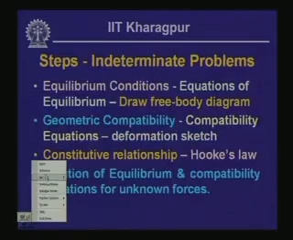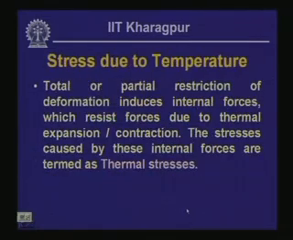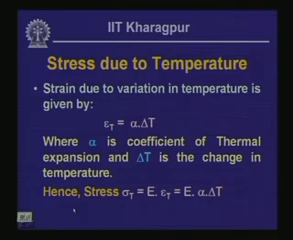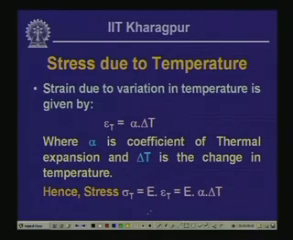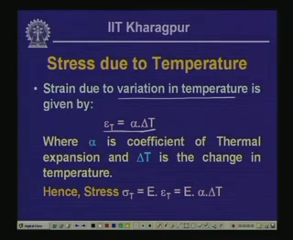To evaluate the value of the thermal stress, let us look into the expression which we had derived for the strain. Now, strain due to variation in temperature, which is delta T, the final temperature minus the initial temperature, is given as epsilon T is equal to alpha times delta T.